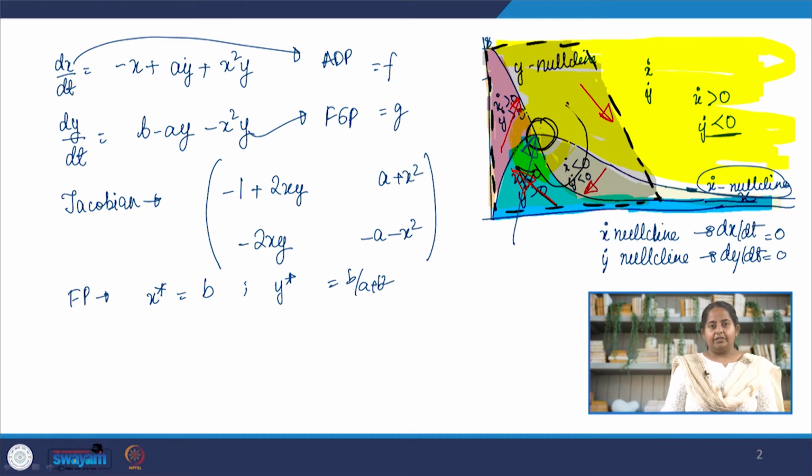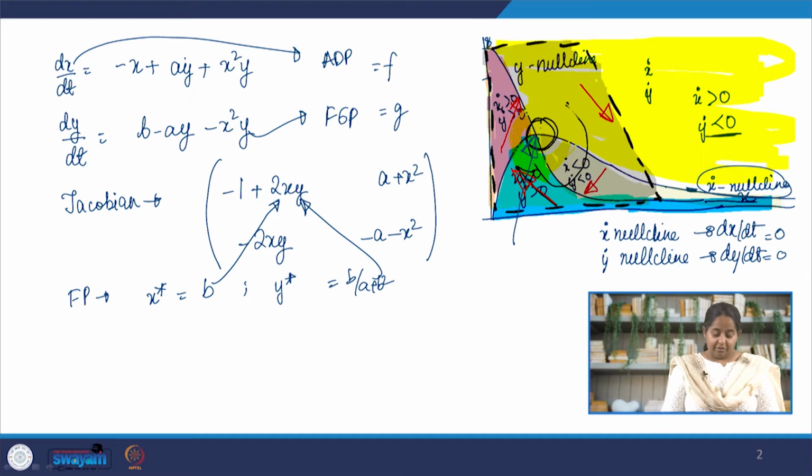Now we want to find out the characteristic equation at this fixed point. So all we need to do is substitute the value of x and the value of y in this Jacobian, and we'll get the characteristic equation. Again, this involves a lengthy calculation, and I'll skip that to be more economical and wise about our time together.